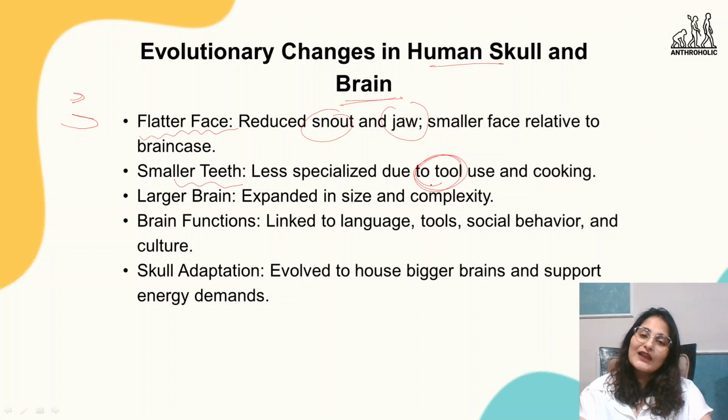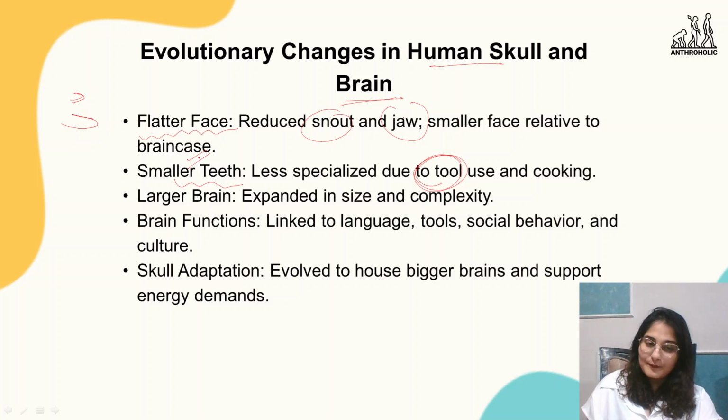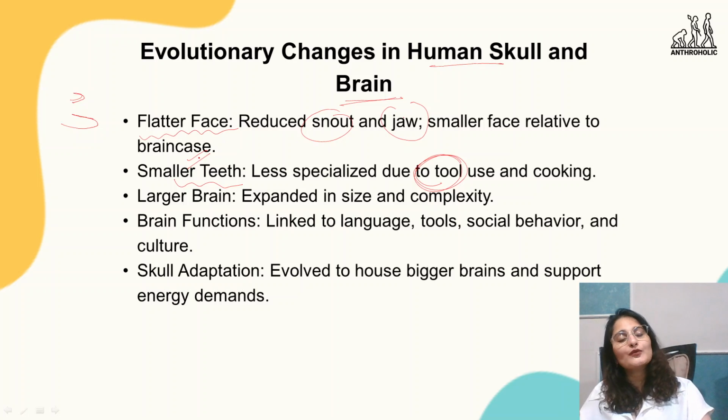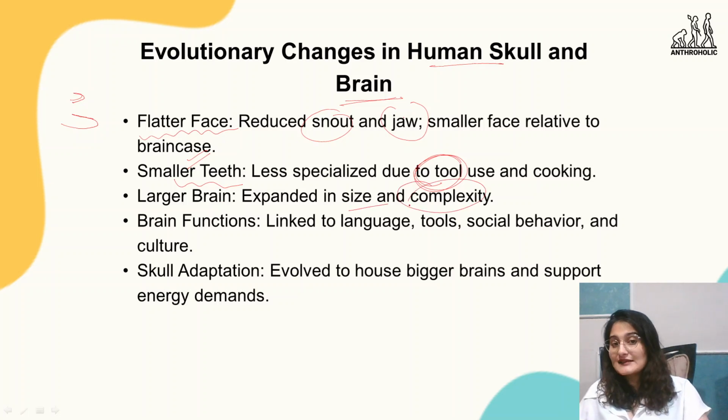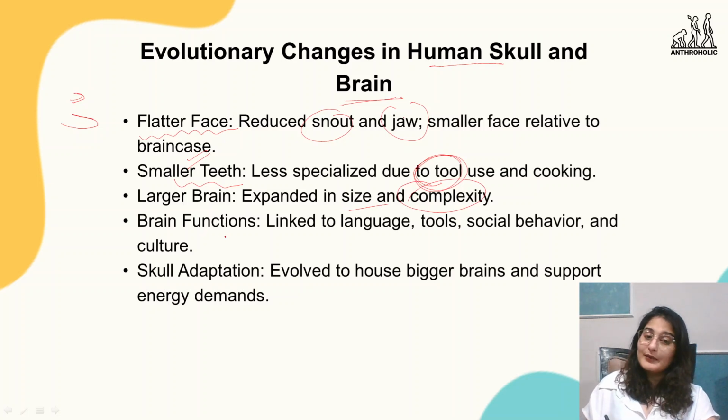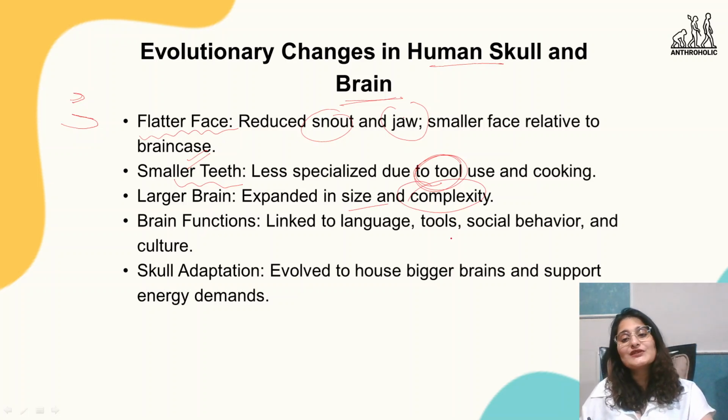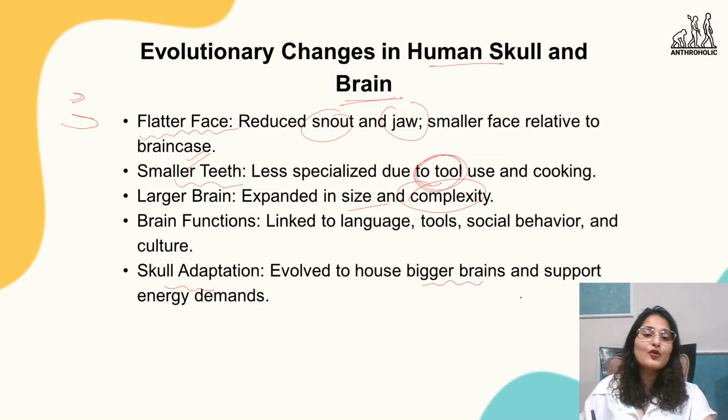But we started using tools to cut, we started cooking to make the food softer, and that led to smaller teeth. And again, it led to changes in the human skull. The face and the teeth structure changed because of that. Larger brain, because it expanded in size, because it had become more complex now. Brain functions linked to language, tools, social behavior, as well as culture. Skull adaptation evolved to house bigger brains and support energy demands.